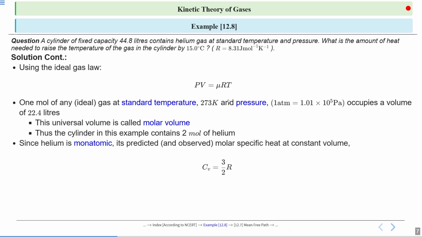Since helium is a monatomic gas, its molar specific heat at constant volume Cv is 3/2R. It tells us how much heat is needed to raise the temperature of 1 mole of helium by 1 degree or 1 Kelvin.